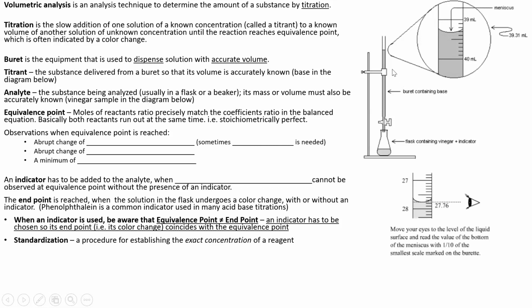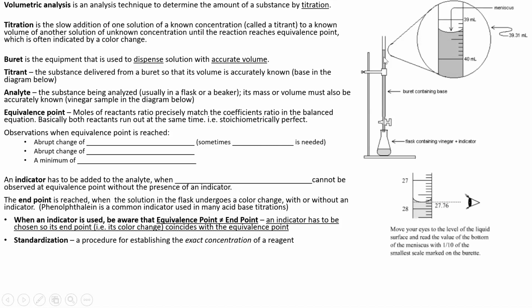So to break that down a little bit, a burette is the equipment that's used to dispense the solution with an accurate volume. You see this instrument over here. It's a very tall and skinny piece of glassware that we can use to measure a very precise volume delivery from the burette into a flask, for example. The titrant is the substance inside the burette, which is a known concentration. The analyte is the substance in the flask. In this case, it is vinegar with an indicator. It usually has an indicator in it. That's the one we're going to analyze.